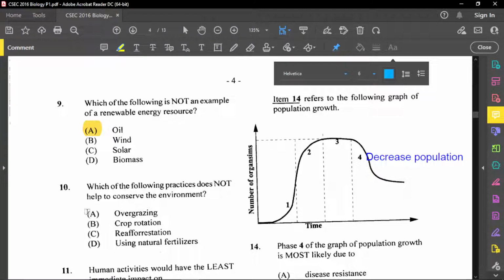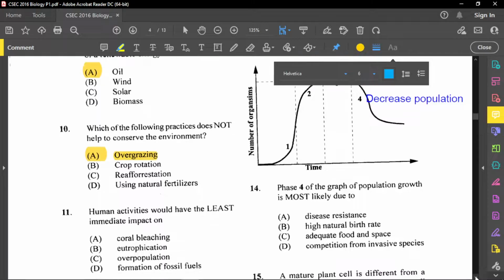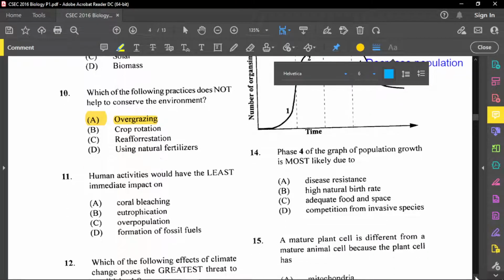Reforestation is very good. Using natural fertilizer is also good. Yeah, so A without any question, all right? A is the one that is not. Let's see if 11 is better than 14 based on how the page is set up. Okay, yeah, we can go on to 11. All right, I might as well go down to 12 as well based on how this section is set up.